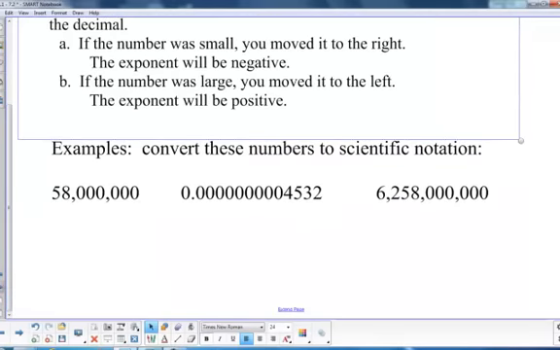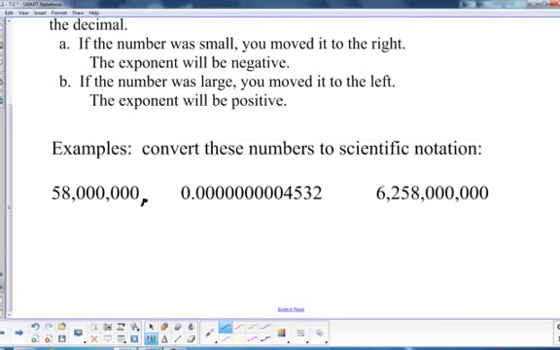Okay, so if we want this in scientific notation, we would take this decimal and move it 7 spaces back. So 5.8 times 10 to the 7th. We're multiplying by 10 to the 7th because we have a bigger number initially. Okay, that's where my scientific notation dot goes.